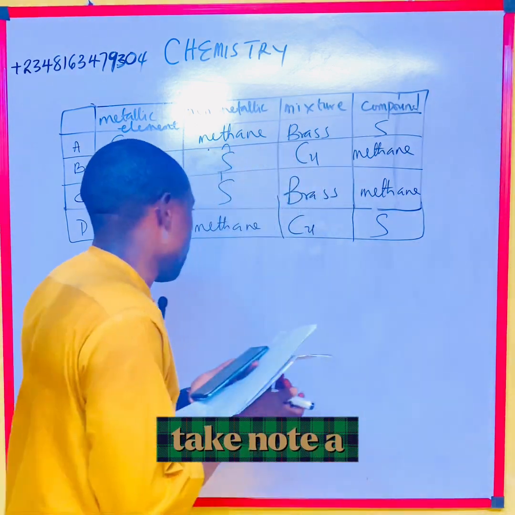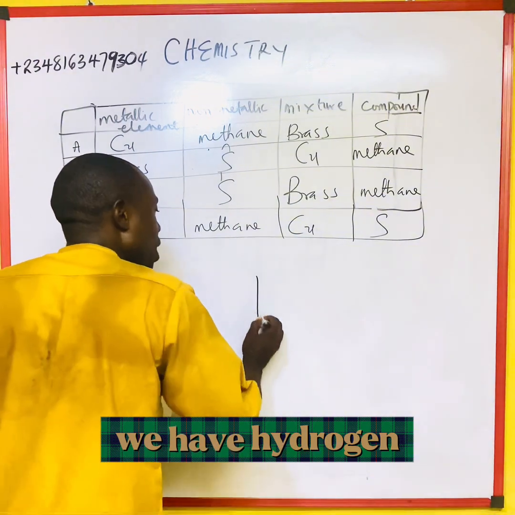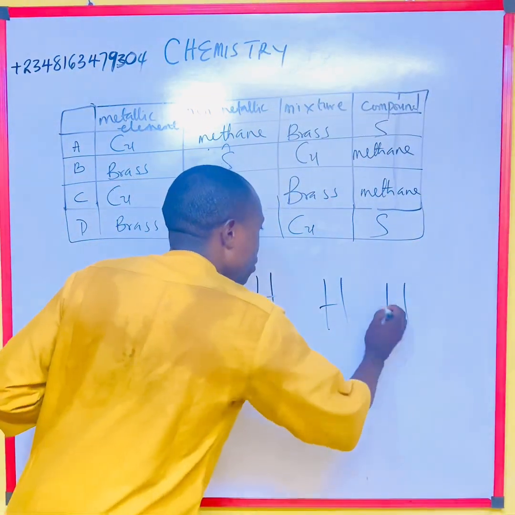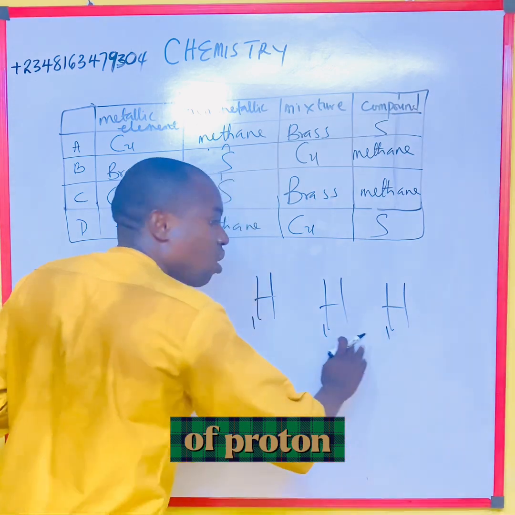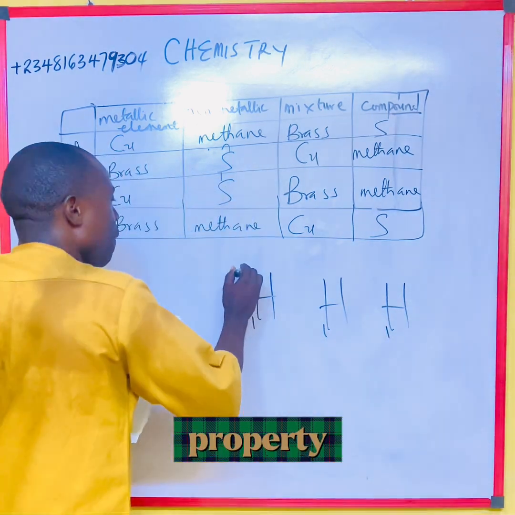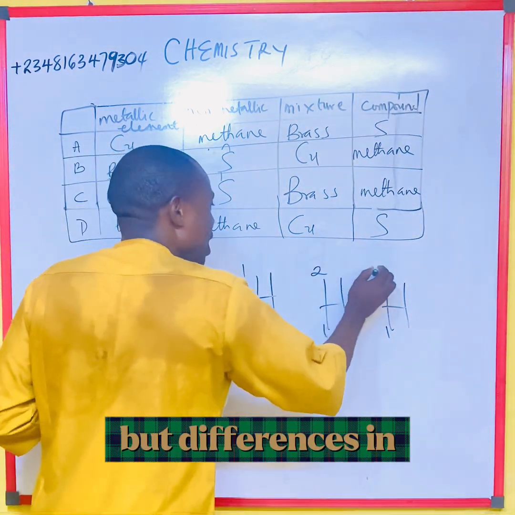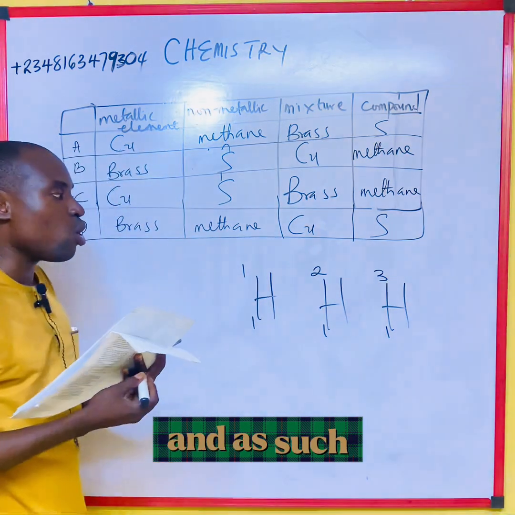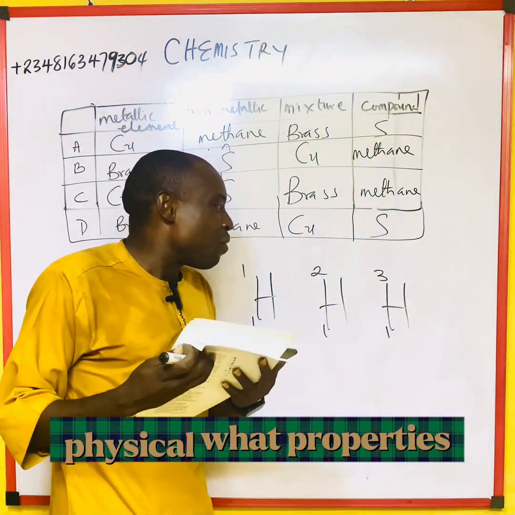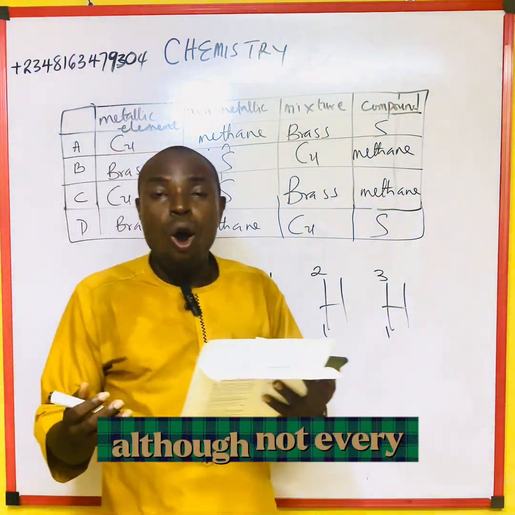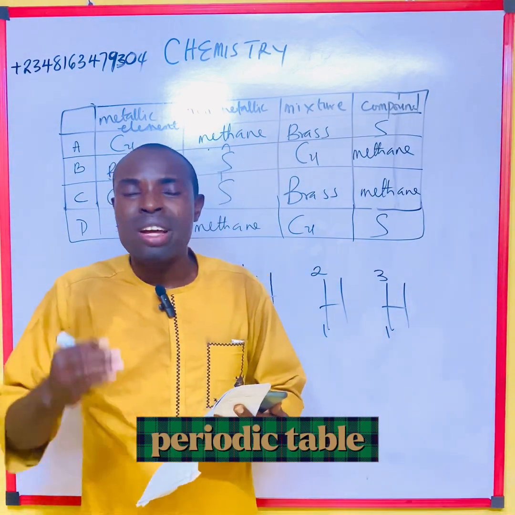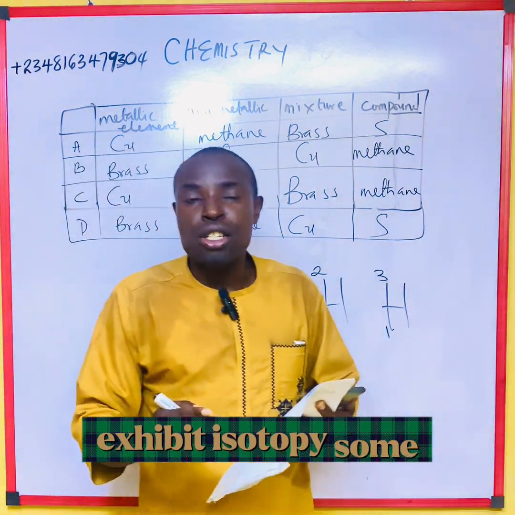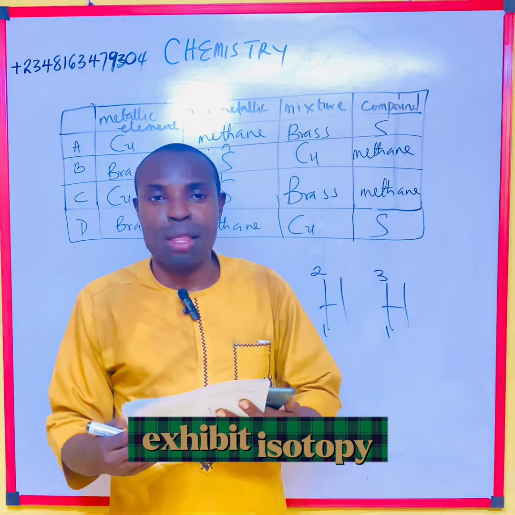Take note, a very good example of isotopes, we have hydrogen. Hydrogen, we have the same number of protons, the same chemical property, but differences in their numbers of neutrons, and as such, we have different physical properties. Although not every element in the periodic table exhibits isotopy. Some elements do not exhibit isotopy.